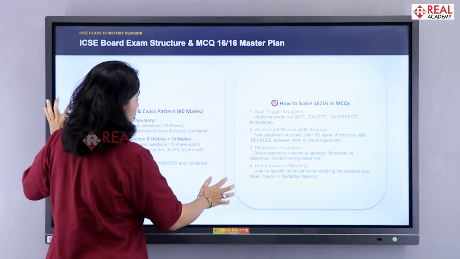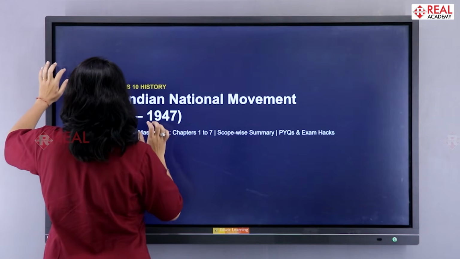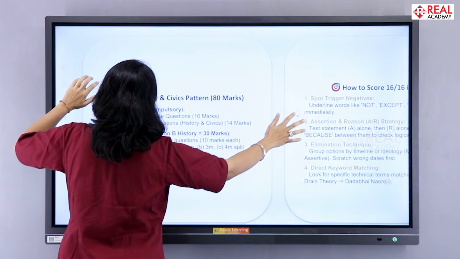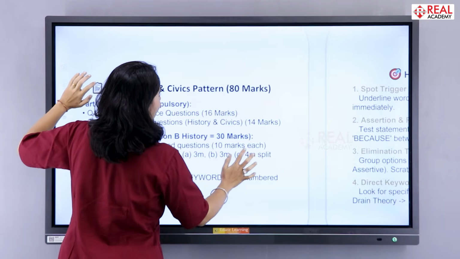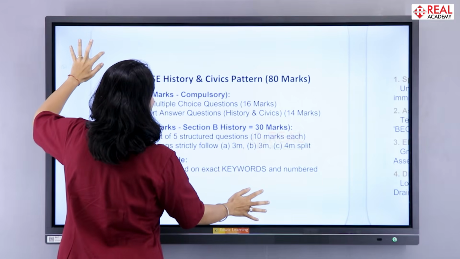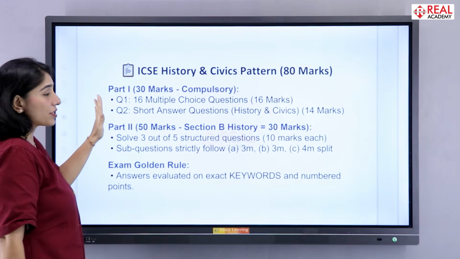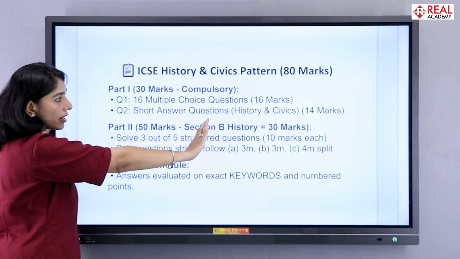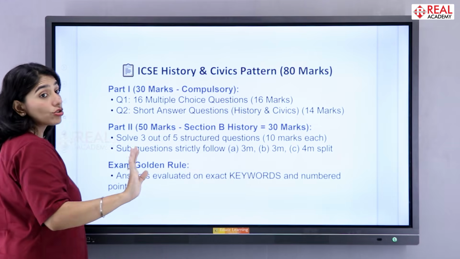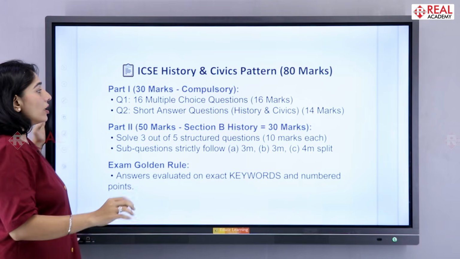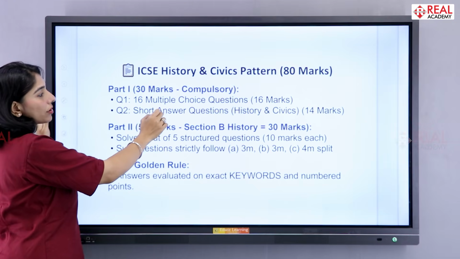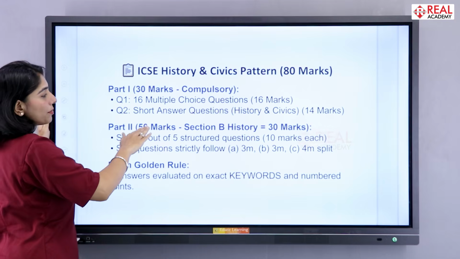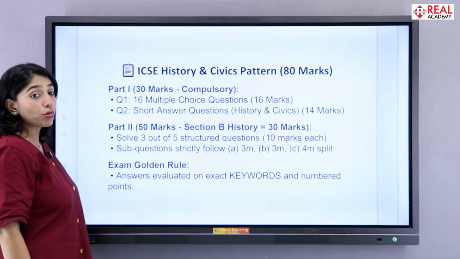So my very first topic is the paper pattern here. Okay, as you all can see, the very first is Part 1, which consists of 30 marks, which is a compulsory set. Here, in these 30 marks, there is no optional question as such. So Question number 1 is your MCQs, which are for 16 marks. Question number 2 is short answers, which is for 14 marks.